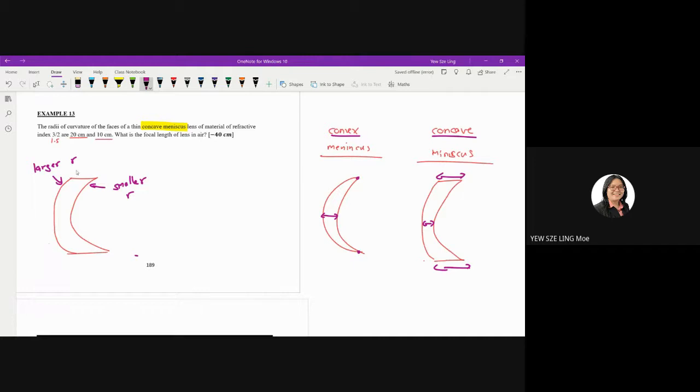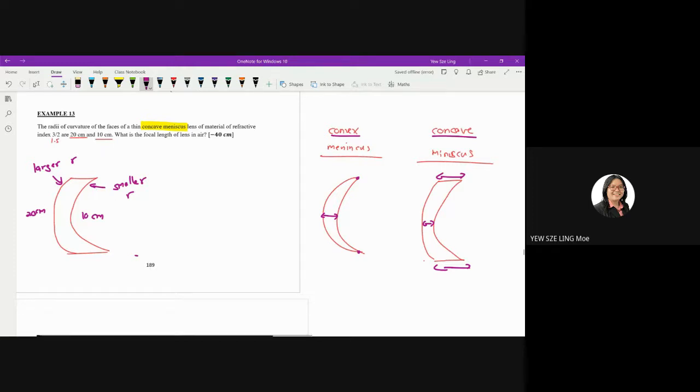Okay, the one that is less curved comes with a larger R. So for instance, you know which one is 20 cm and which one is 10 cm. This surface is 20 cm, and then here is 10 cm.